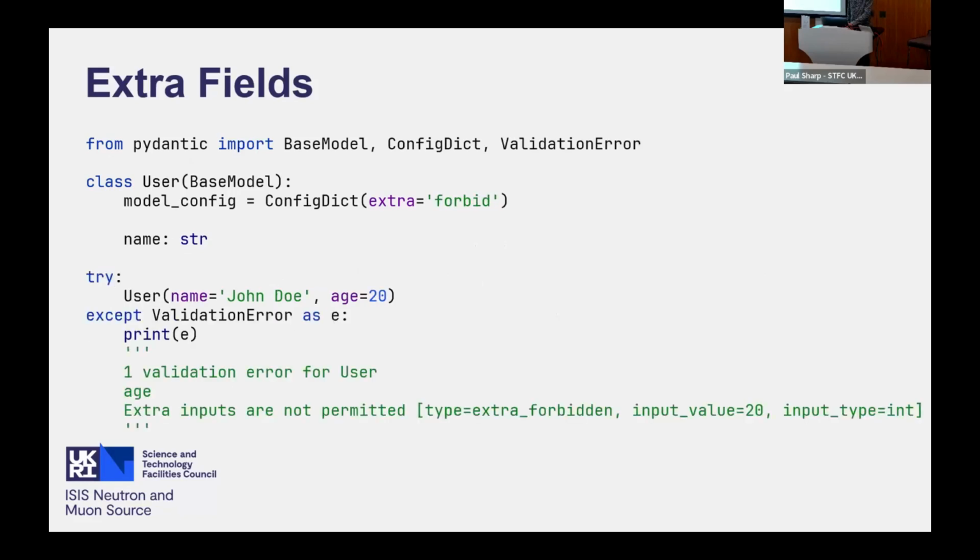And finally, if we have extra forbid, then we'll try defining it, and what we'll get is a validation error, one validation error, and it'll give you the age, which is that extra field you've put in, and say extra fields are not permitted.